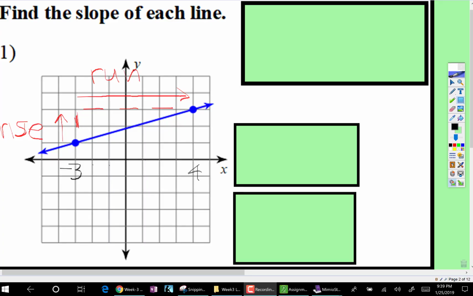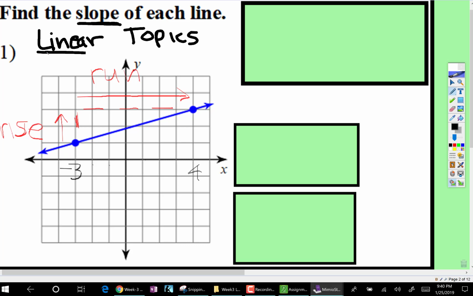Okay, now we're going to start working on finding slopes of lines. We're going to be working on linear topics. Linear has the word line right in the word. One of the most visual ways to find the slope is to look at a line.